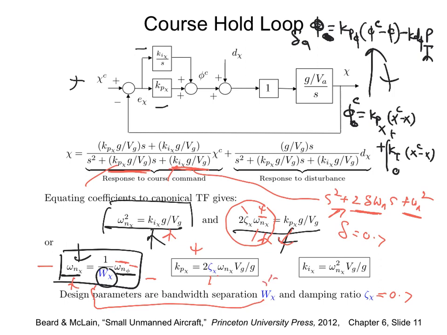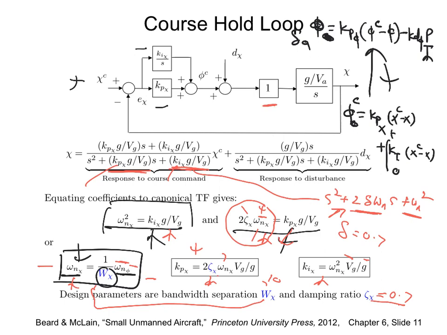You can choose it to be around 10. So omega nx will be omega n phi divided by 10, so 10 times slower. You can get kpx from here and kix from here, because Vg is already known and gravity is already known, so all the parameters are known except zeta and omega n. Zeta x can be chosen as 0.7, which is the damping ratio. Omega n for the course loop is omega n phi divided by omega chi, which is the bandwidth separation. Okay, so that's how.